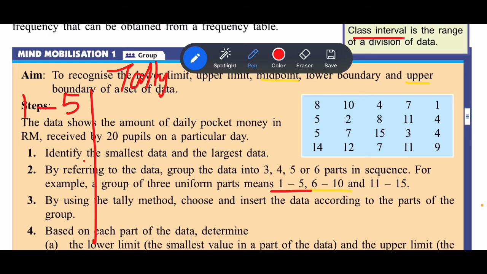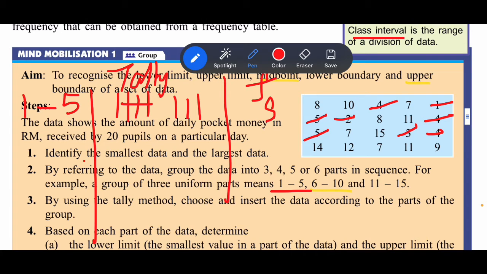Still remember how to do tally. So 1, 4, okay, we draw, okay, 5, 2, this is called tally. 4, okay, we do a horizontal line. So we have 5 data already, which is between 1 to 5. Still got some more, 5. We have 3. We have 4. Do we have some more? No, that's all. So for the frequency, we write 8, right?